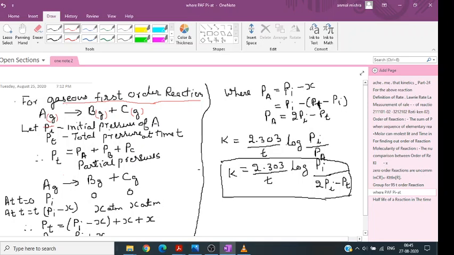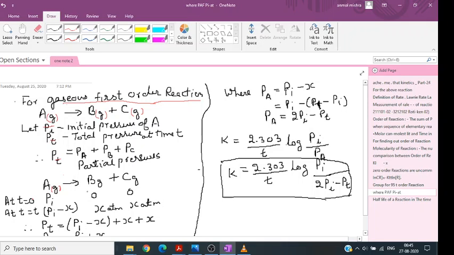Let Pi be the initial concentration of the reactant A. Pt is the total concentration, or the total pressure, at time t. All these three are in the same container, so all the three gases will exert their partial pressure. So P total will be equal to the partial pressure of A plus partial pressure of B plus partial pressure of C.